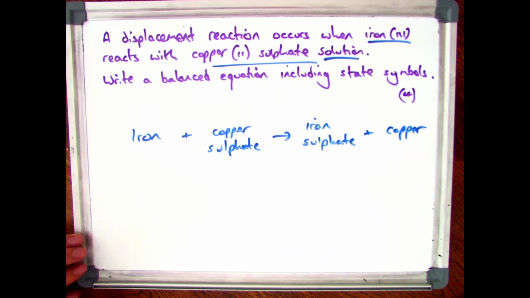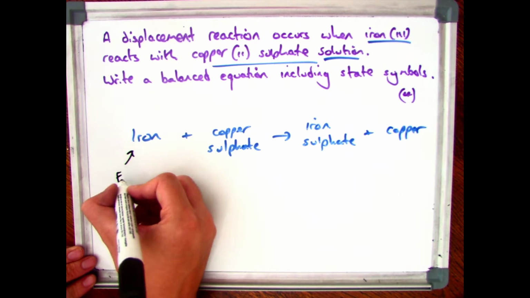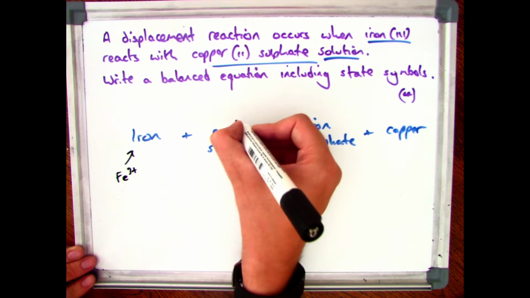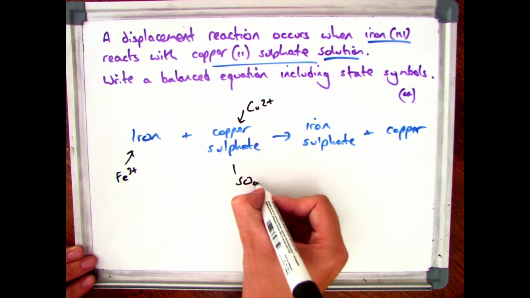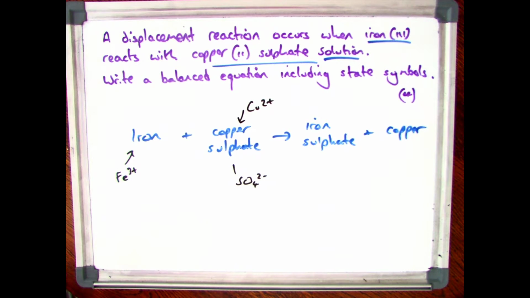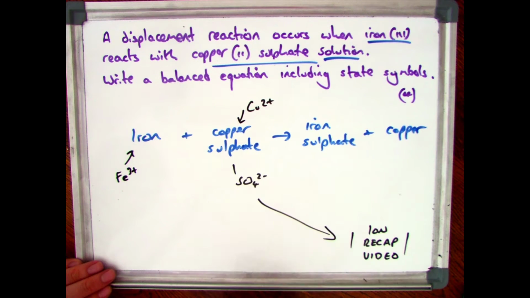So your second step is to work out the formula. Iron you find on the periodic table is Fe, and then the charge is 3+, which you can get from those brackets in the 3. Copper is Cu2+, and then sulfate you need to remember is SO4 2-. Again, check the iron recap video and that will tell you that.